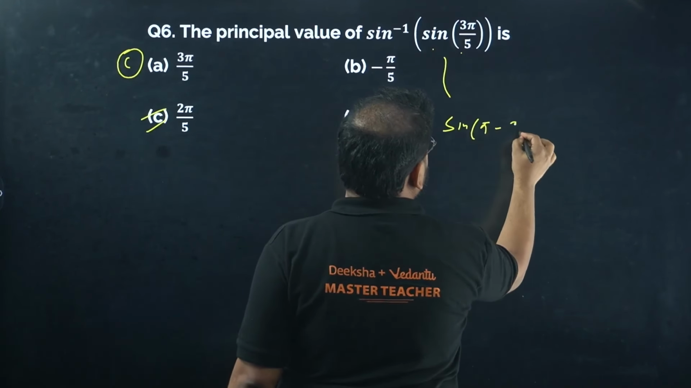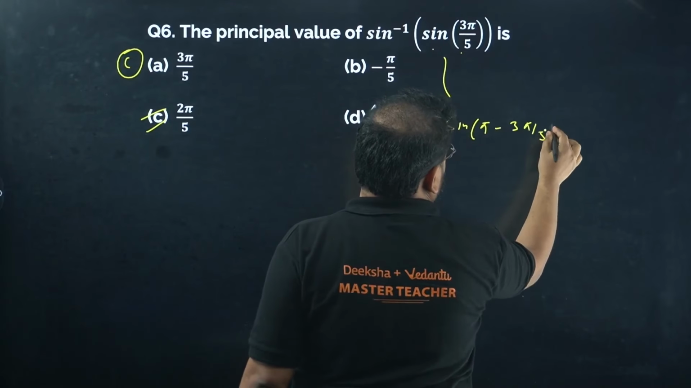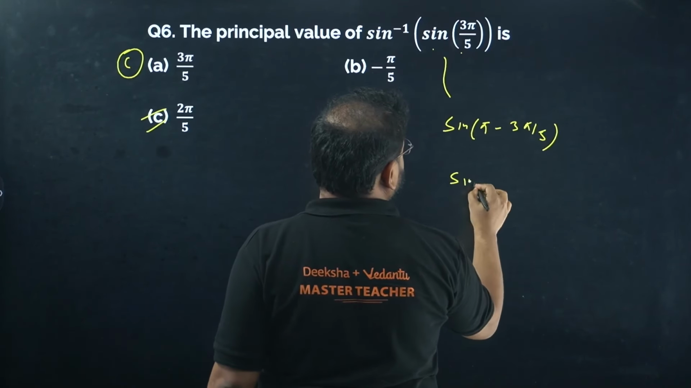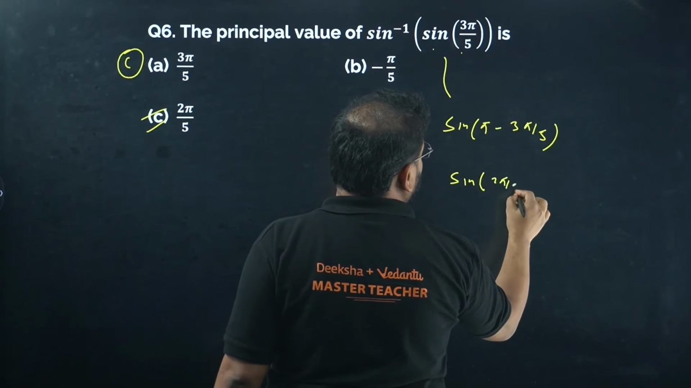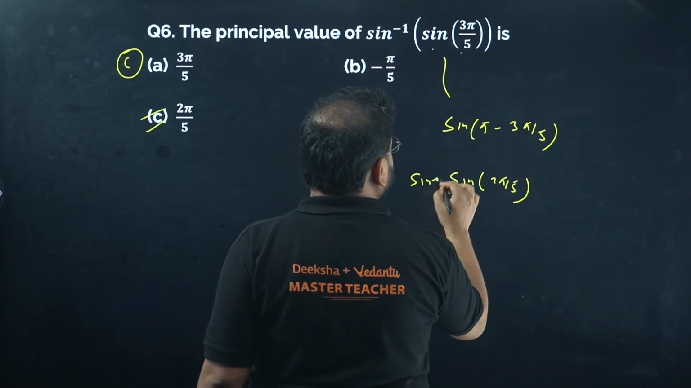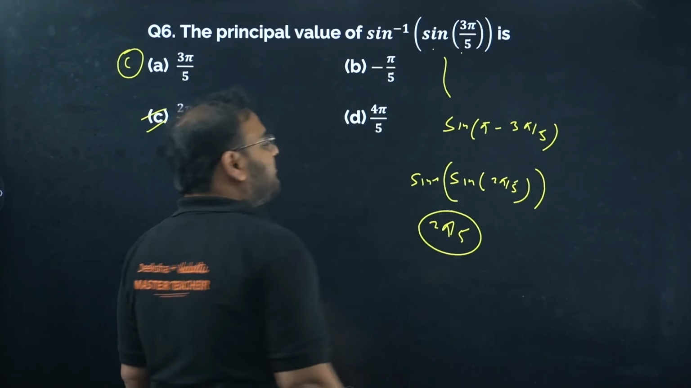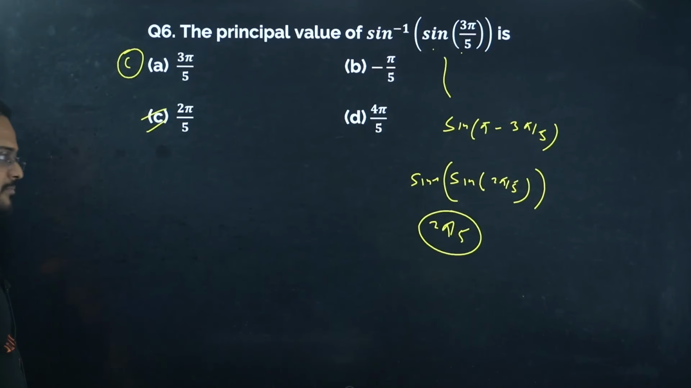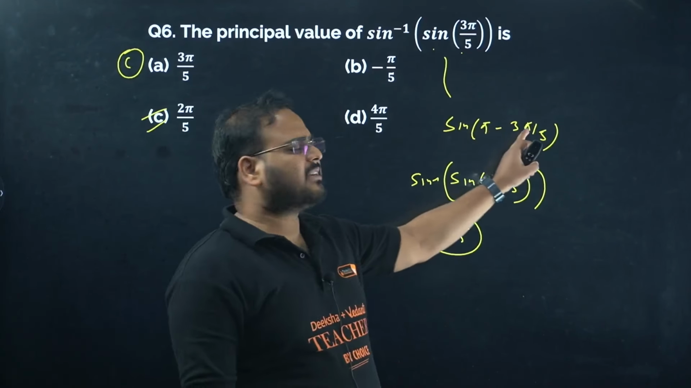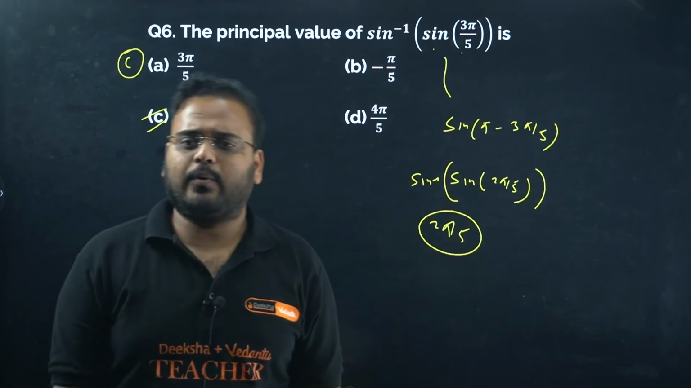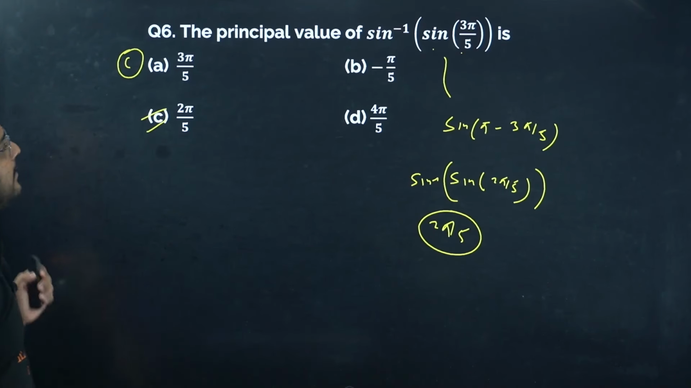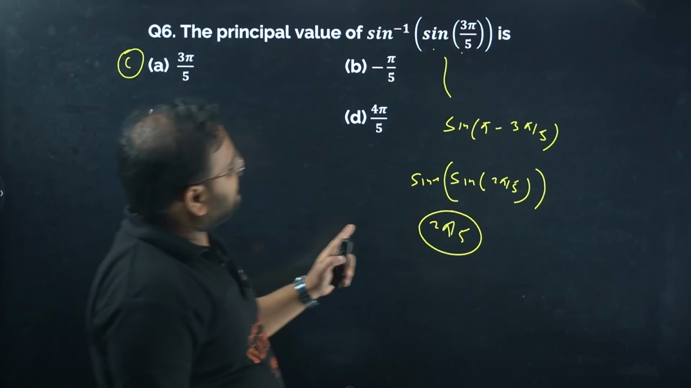Pi minus, okay, this value is nothing but sine of 2 pi by 5. Outside we have sine inverse. This result becomes 2 pi by 5. Option is C. I can write sine of pi minus theta is how much? Sine theta. Okay, clear? All right?